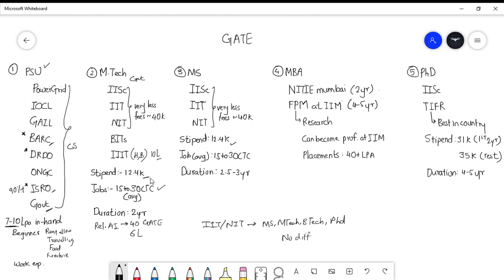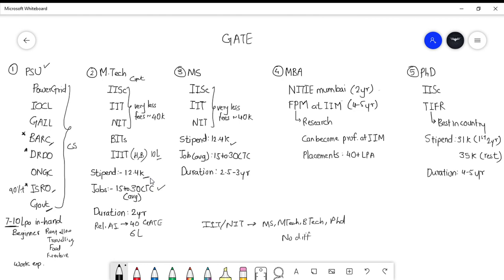So even if you are in M.Tech, it's not like you will be treated differently. You will be treated almost equivalent to the other MS, B.Tech or PhD candidates. Okay, so there won't be any kind of difference, and the packages which you can opt for will be very similar to what the B.Tech candidates get. Okay, so keep this in mind. Now the duration of an MS will be 2.5 to 3 years. Okay, keep that in mind.